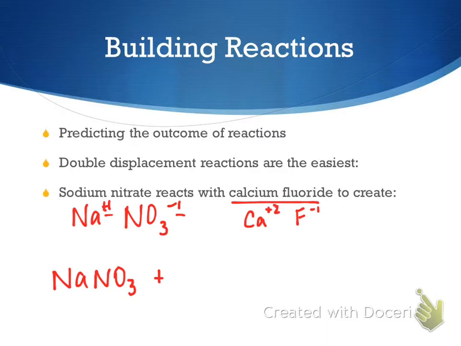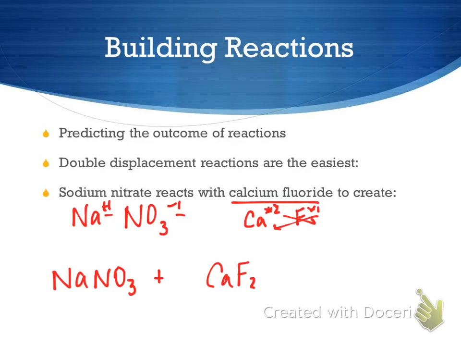Okay, so how do we put calcium and fluoride together? We crisscross that. We drop the charges, we crisscross them down, and we say CaF2. Those are our reactants, now we have to predict our products.